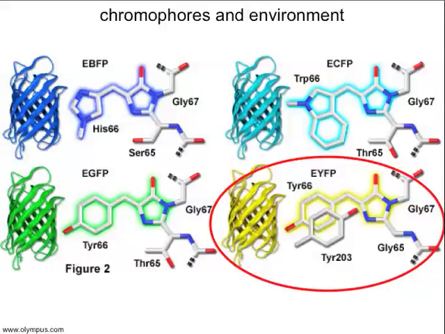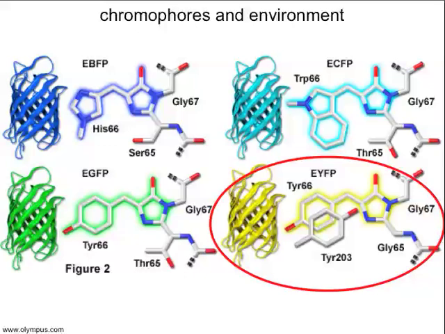And we can see that we can have a blue fluorescent protein, or a cyan fluorescent protein, a green fluorescent protein, just by changing the composition of the chromophore. So here we've got a histidine in this position, here we've got a tyrosine in this position, here we've got a tryptophan. So we see that we're jumping all over the place in terms of the fluorescence emission of the molecule. But here I've highlighted in the bottom right a yellow fluorescent protein.